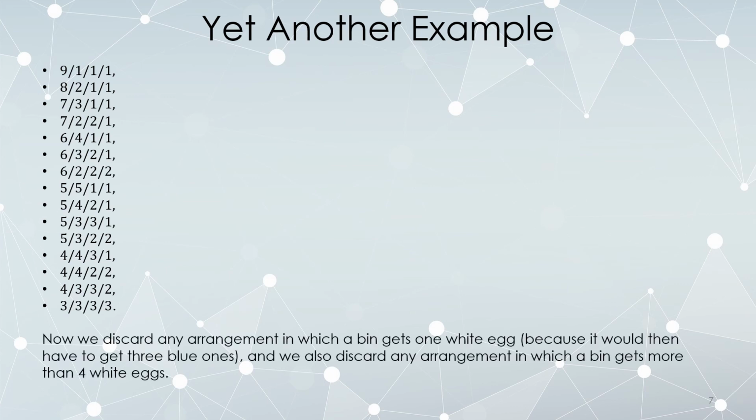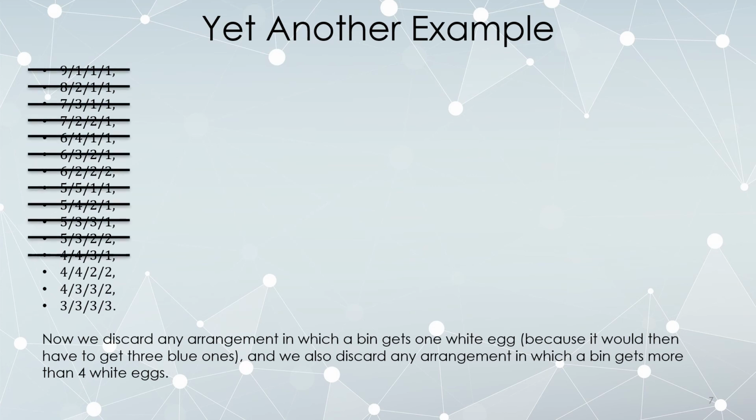But now we've already remarked that we can't have any bins that only have 1 white egg. So if there are any 1s in an arrangement, that's not going to work out. So get rid of all of those. We can also get rid of any arrangement in which a bin gets more than 4 white eggs because we were specifically required to make 4 different bins of 4 eggs each. So I'm not going to put 9 white eggs into a bin. So many of these are eliminated.